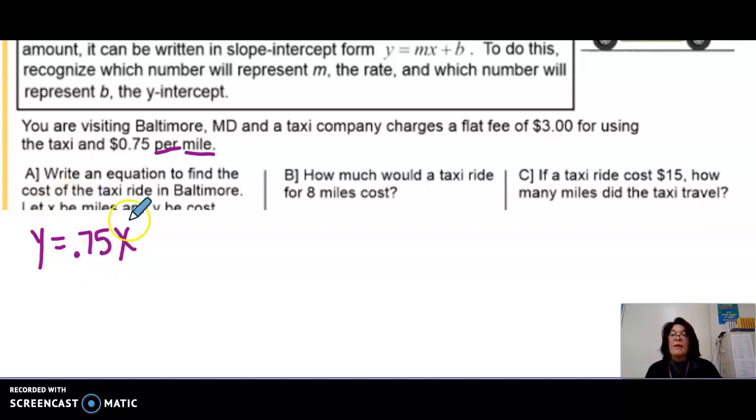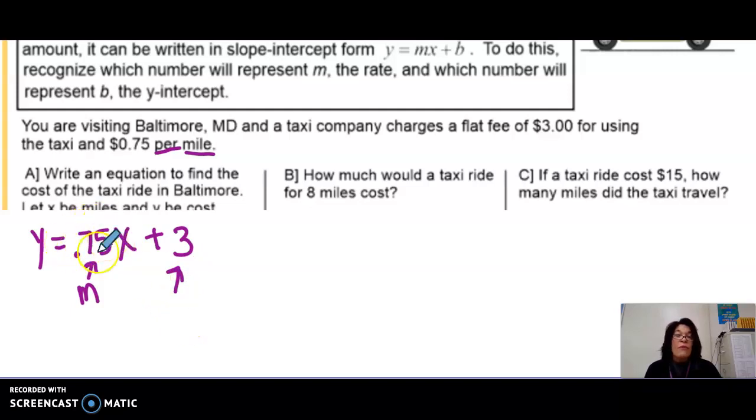If x is the number of miles, if I go 1 mile, I pay 75 cents plus the $3. If I go 2 miles, I pay 75 cents times 2 plus the $3. If I go 3 miles, I pay 75 cents times 3 plus the $3. This is the $3 just to get in the cab. So do you see that 75 cents is the slope? 3 is the y-intercept if I was going to graph this, right?